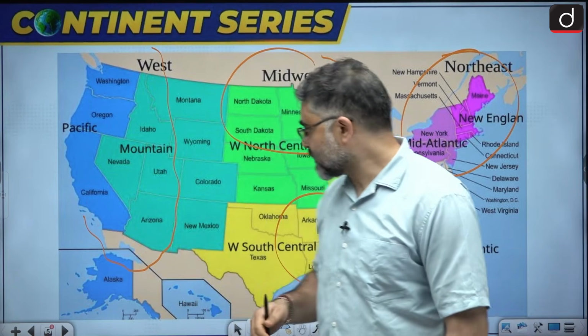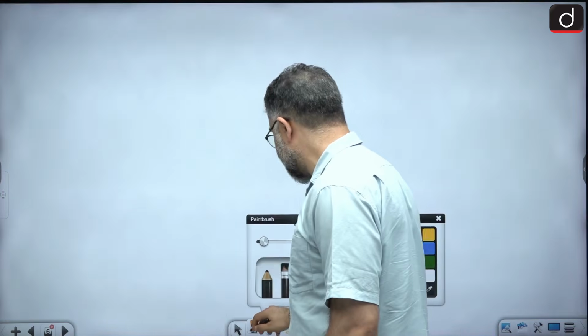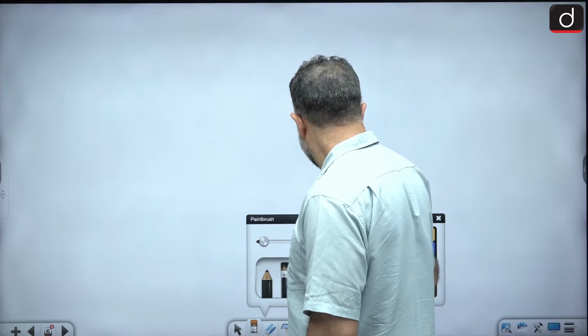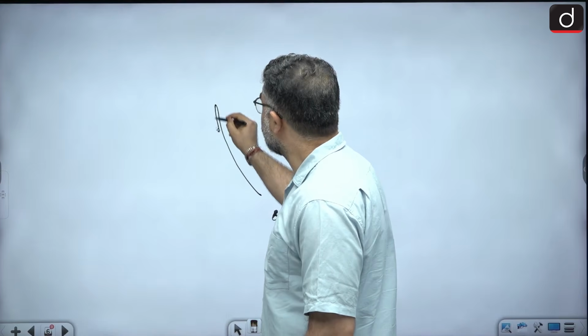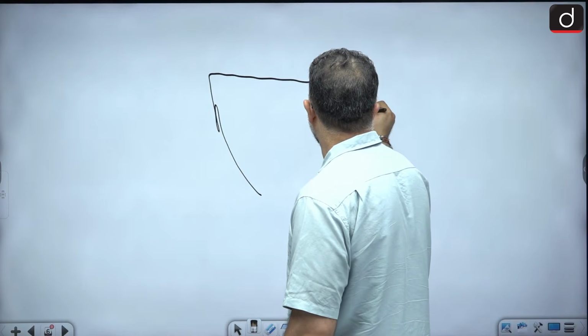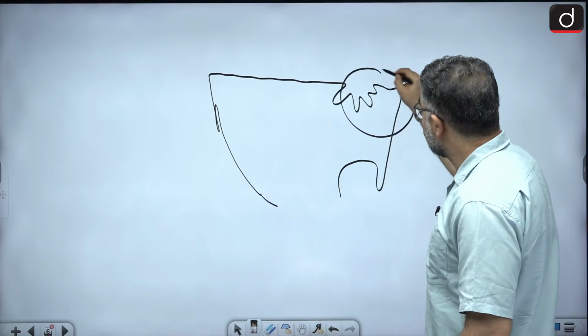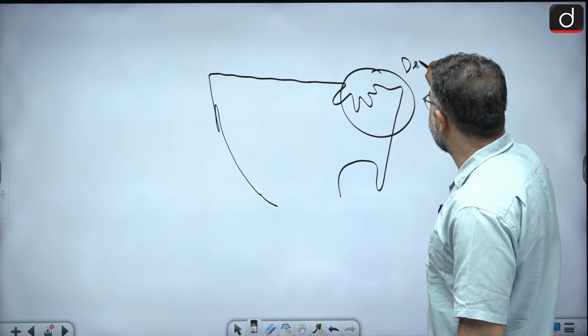Let's try to understand various aspects of USA in context to the economic activities, in context to some other aspects of like distribution of industries and so on. First, we'll look at the northeastern part of USA. Now, friends, when we see this part of USA, that is the northeastern part of USA, here, it's mostly populated, quite densely populated region.